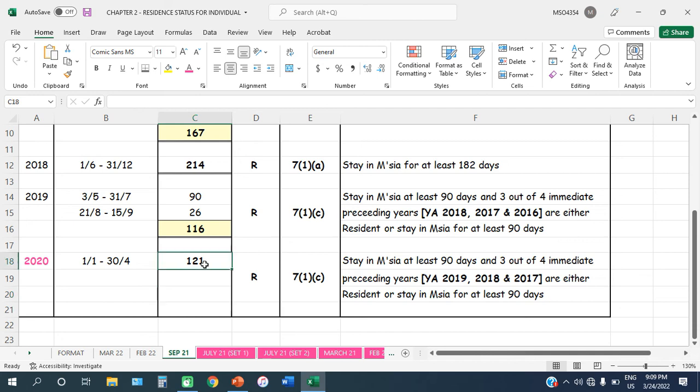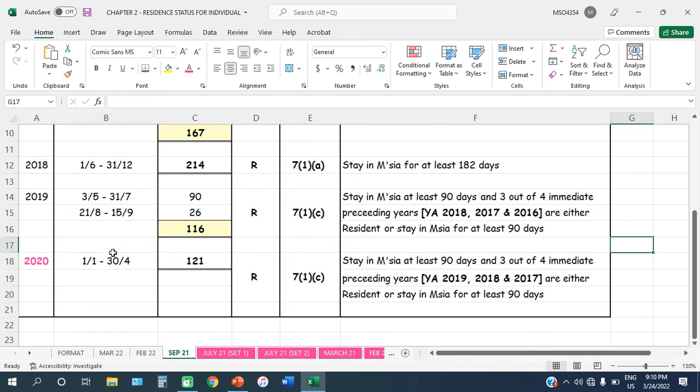Okay, try A. So we cannot use A, less than 182. How about Limb 1 first? Okay, stay in Malaysia at least 1 day in January. Yes, we fulfill the condition. Okay, reverse back to 2019. We should have 31st December. Any 31st December? No. So we fail second condition, right? Okay, fine. Limb 2, is there next year, 2021? No. So we cannot use Limb 2. Okay, next. How about C?